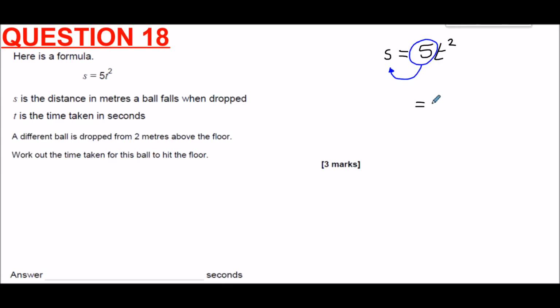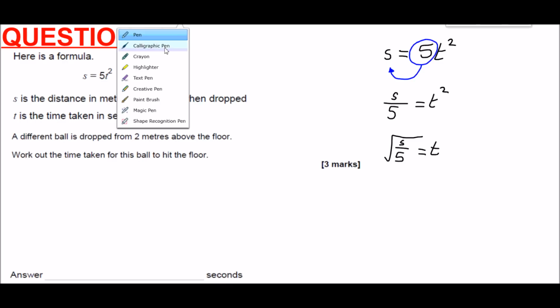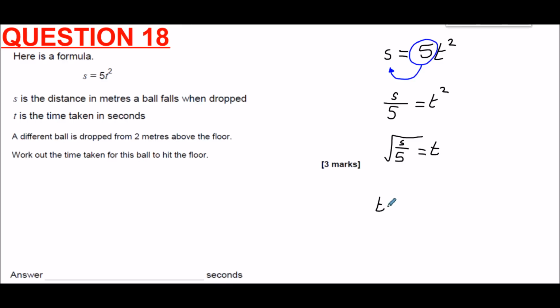And so t squared would be S divided by 5. And the opposite of squaring something is to take the square root. And so t will be the square root of S divided by 5. And so we can just substitute in now the value into our equation.